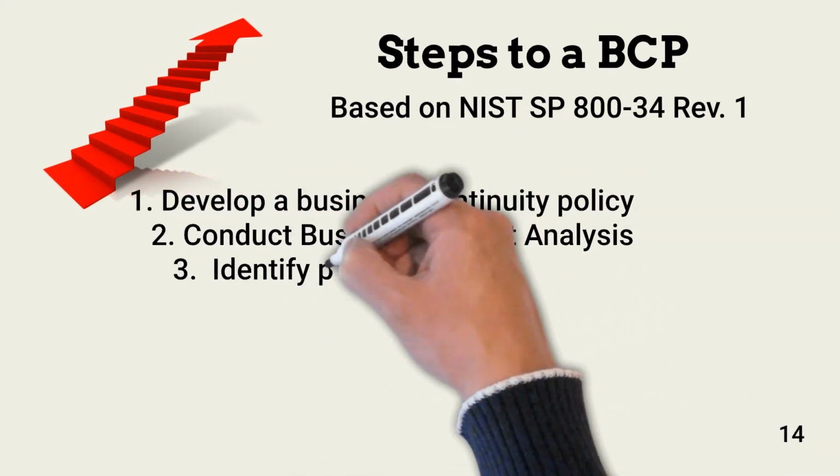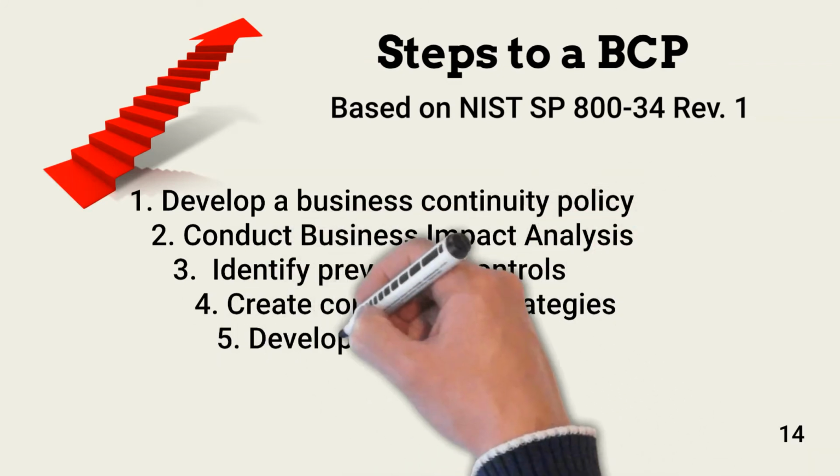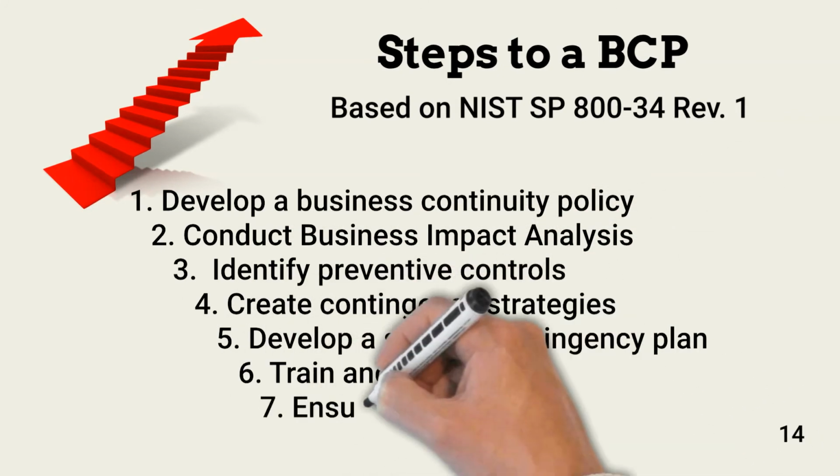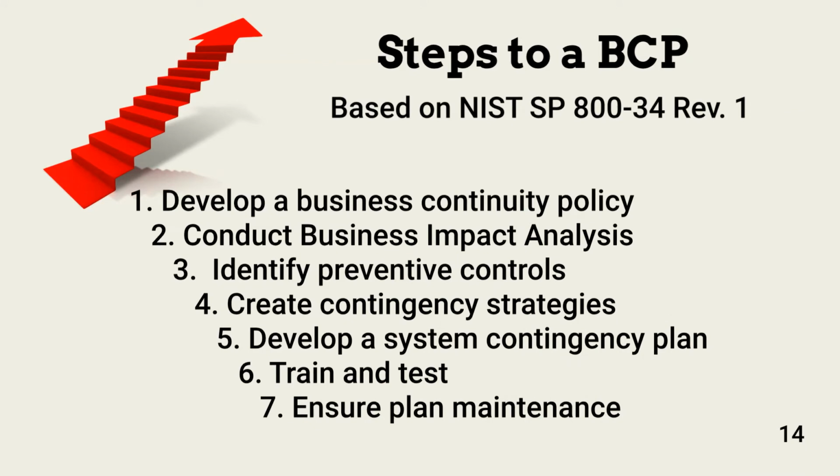The steps are to develop a policy, conduct a BIA, identify preventive controls, create contingency strategies, develop a contingency plan, train recovery teams and test effectiveness, and maintain the plan.